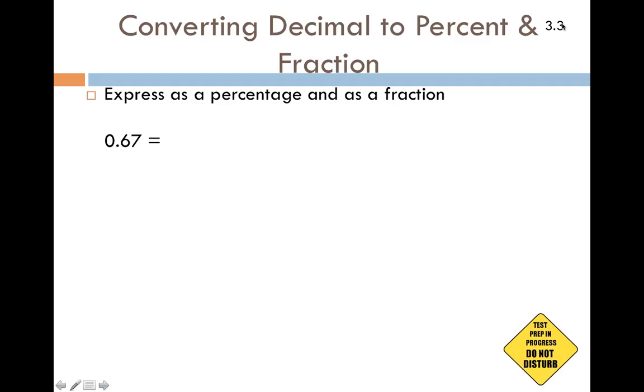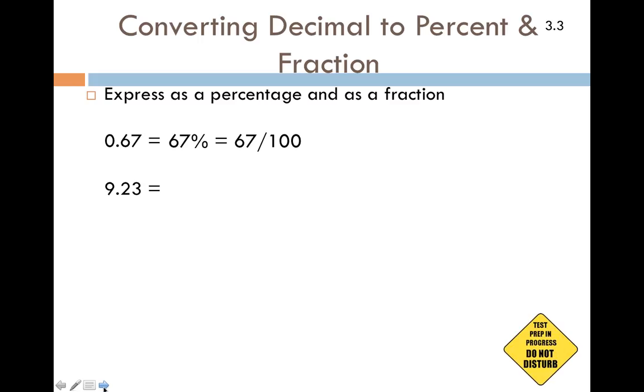Okay, the next thing, converting decimals to percents and fractions. We want to express it as a percent and as a fraction. To convert it to a percent, we move the decimal two places to the right, or we multiply it by 100. Then when we express it as a fraction, we put it over 100.